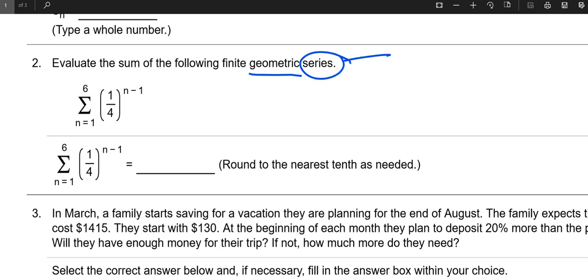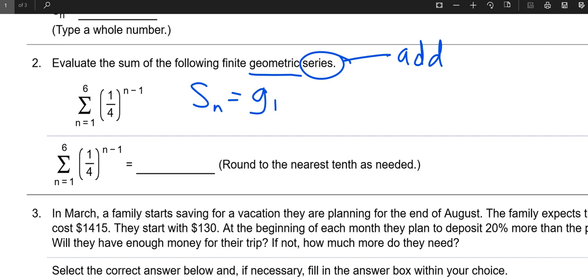What mathematical operation do you think of when you hear the word series? Add, right? You are plus, sum, however you want to say it, but you are adding. Now, geometric means that the terms are being multiplied by the same number every time. That's what we talked about in terms of geometric. The geometric sum formula looks like this.